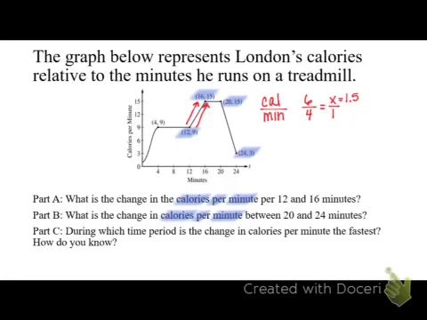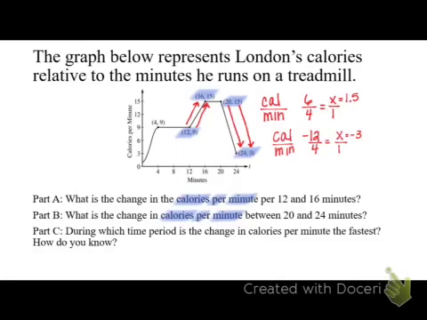We're now looking at the calories per minute between the 20 and 24 minutes. Again, it's calories per minute. And we now have gone from 15 down to 3 calories, so that's a loss of 12 calories. And we have gone from 20 minutes to 24 minutes, so that's a gain of 4 minutes. And again, if we are looking at how many calories for 1 minute, then we're just saying negative 12 divided by 4, which is negative 3. So we have lost 3 calories per minute.